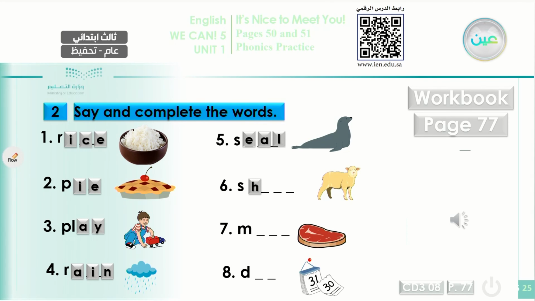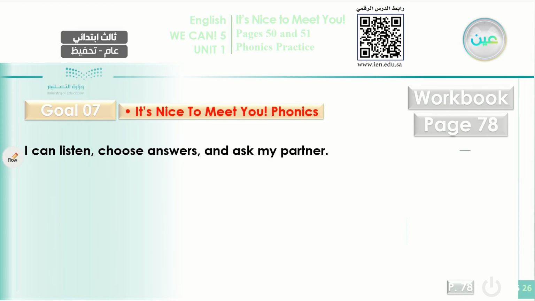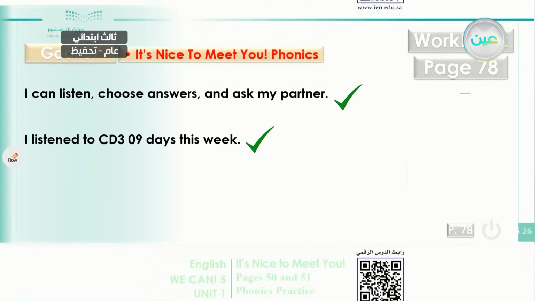Sheep, how do you spell it? S-H-E-E-P. This is how we spell sheep. Meat also can be spelled as M-E-A-T. Day can be spelled as D-A-Y. Okay, the goals, you listen now and you can answer the question and you can ask your partner. That is what we want to achieve. Also, you need to listen to audio CD3 recording number 9. Okay.